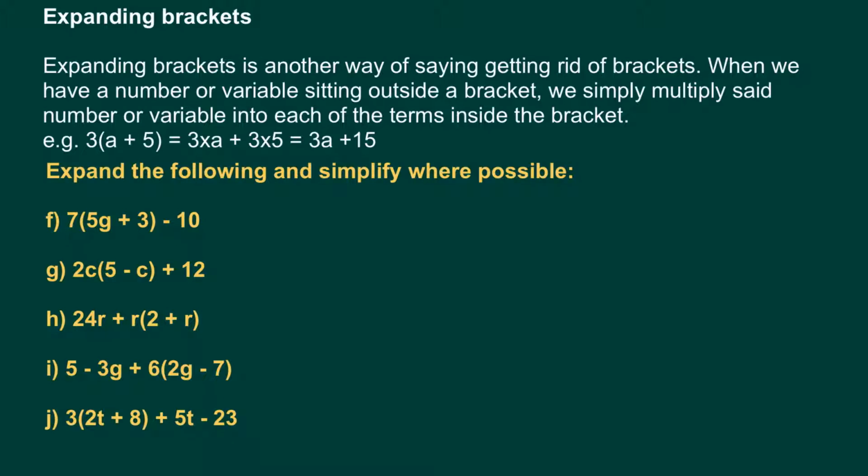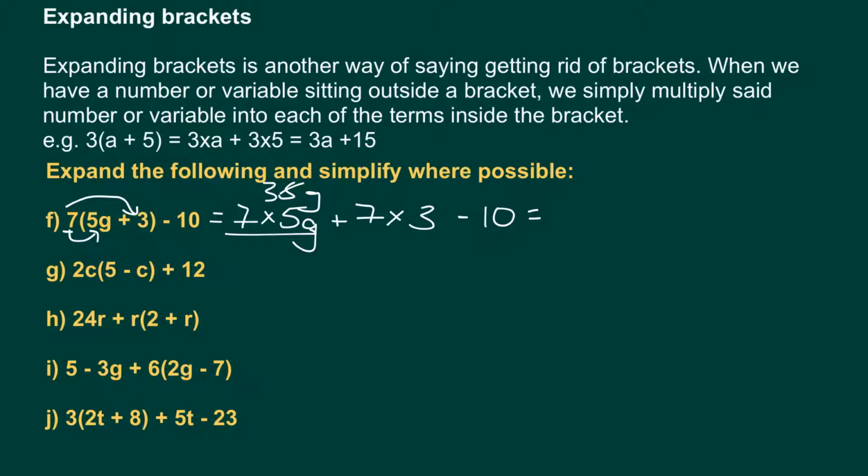Alright, so now let's work our way through these examples, which also have that simplification aspect to them. Alright, so let's see how this works. So, same concept, we have a number on the outside and an expression on the inside of the bracket. So we simply take the number on the outside and we multiply it to everything that's on the inside. So we have 7 times 5g plus 7 times 3 with a minus 10 sitting on the outside. So 7 times 5g gives us 35g. 7 times 3 gives us 21, and we have a takeaway 10.